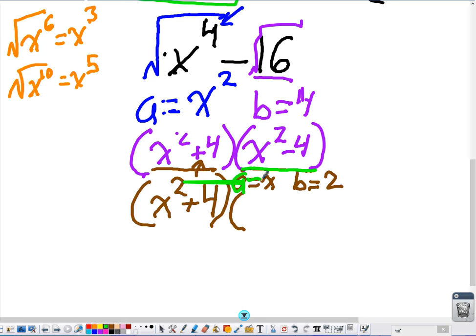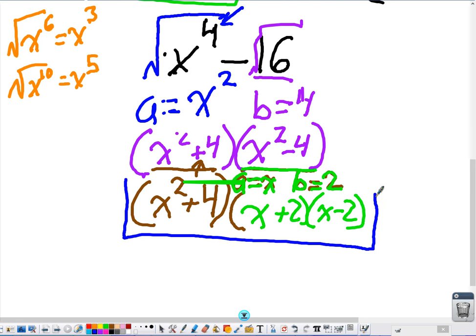So my new a is x, my new b is 2, and my answer is x plus 2, x minus 2. So this one actually has 3 factors in its final answer: x squared plus 4, x plus 2, and x minus 2.